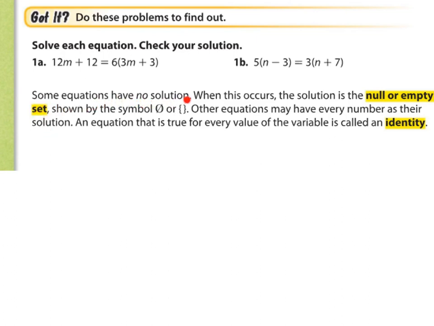Some equations have no solution. When this occurs, the solution is the null or empty set. Null is the more common expression, shown by the symbol 0 with a dash through it, or empty braces. Other equations may have every number as their solution. An equation that is true for every value of the variable is called an identity. So either there's no answer, or all answers are possible. All numbers are a possibility.